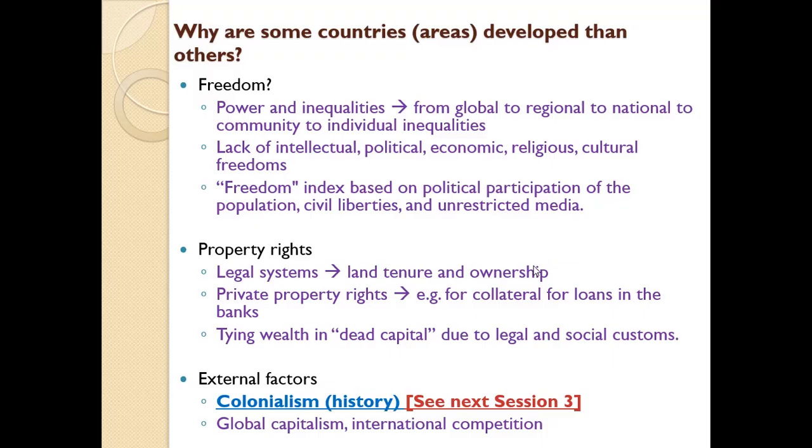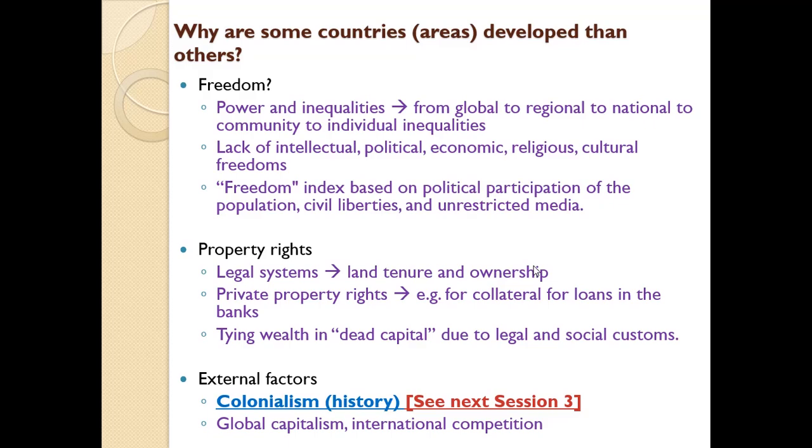Such kind of power inequalities also happen in our own communities, even at individual level or at household level. That's where you have, in most cases, men more developed compared to women who are more poor, because men have more bargaining power and take more decisions compared to women. So power and inequalities also matter.